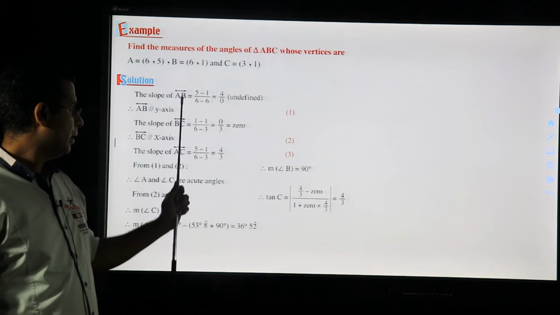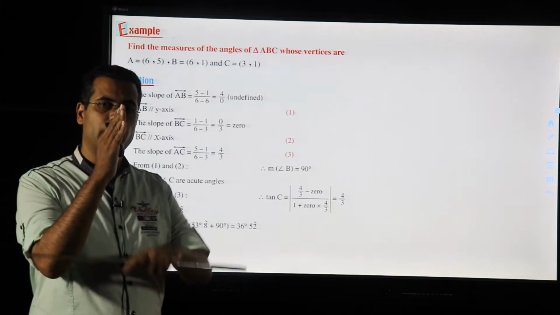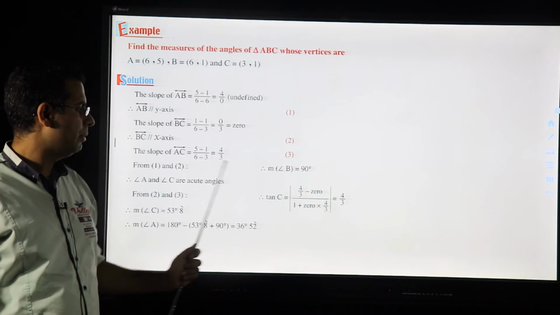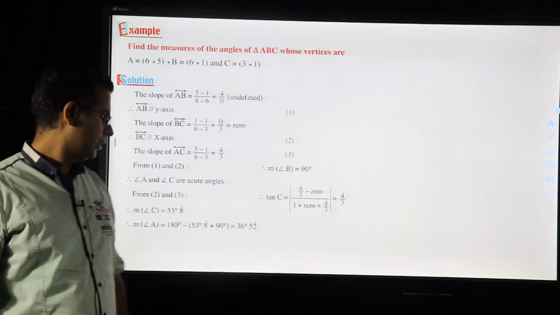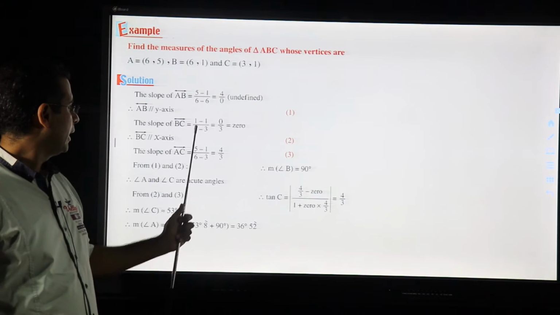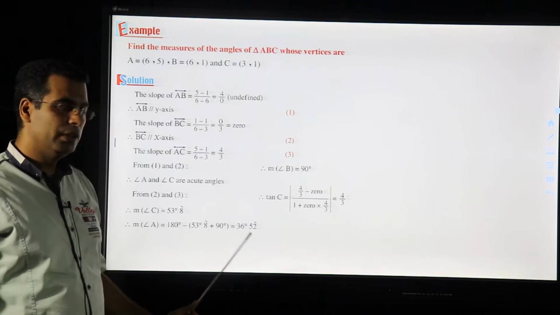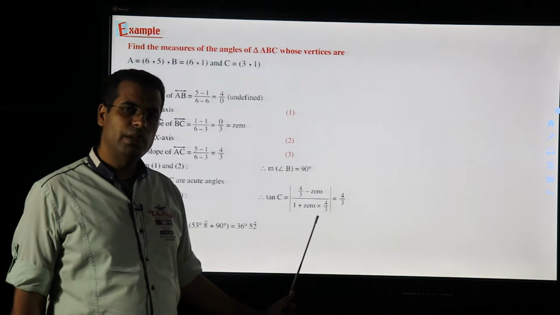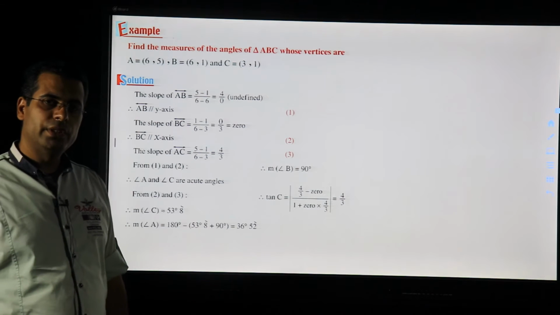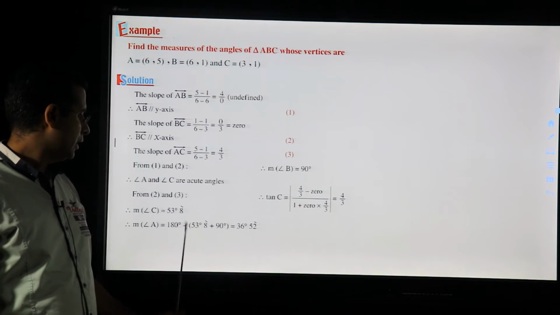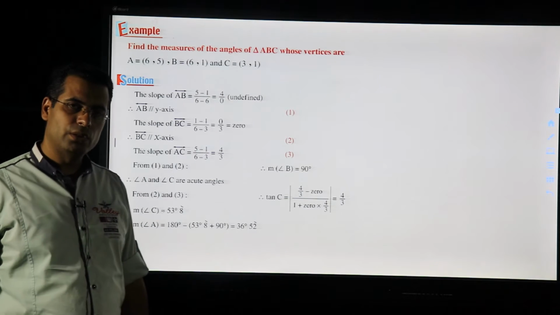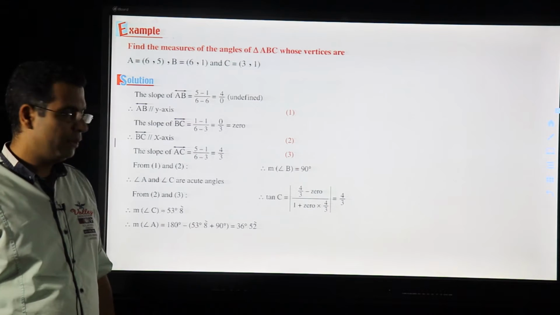The angle between AB and BC: AB is parallel to the y axis and BC is parallel to the x axis, then the angle between them is 90 degrees, which is angle B. Therefore, the measure of angle B equals 90 degrees. We want to find the measure of angle C. Therefore, tan C equals M1 minus M2 over 1 plus M1 M2, which equals 4 over 3. For the measure of angle C, shift tan of 4 over 3, we get 53 degrees and 8 minutes. Of course, for the third angle, we can use 180 minus the sum of the other two angles, which equals 36 degrees 52 minutes.